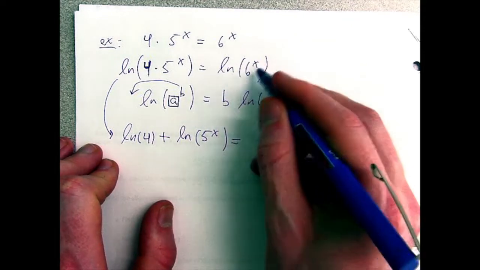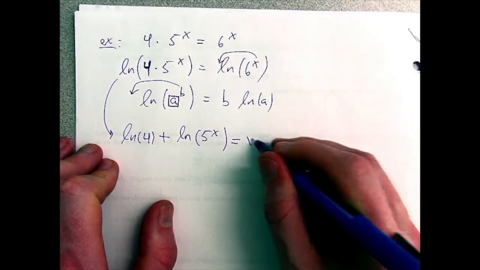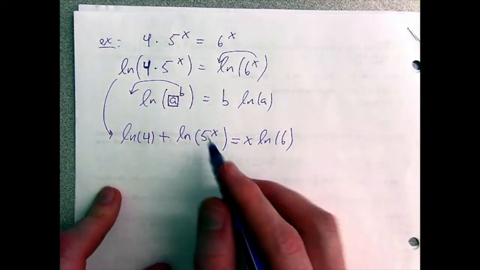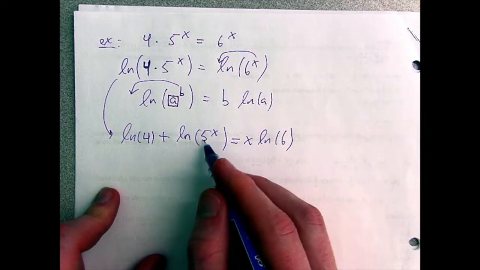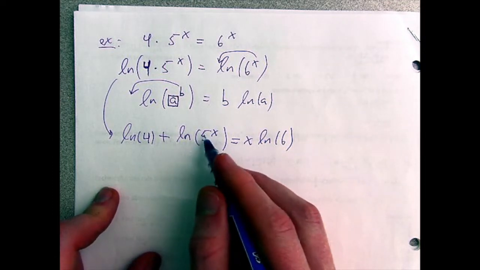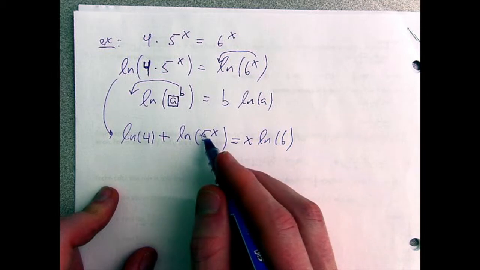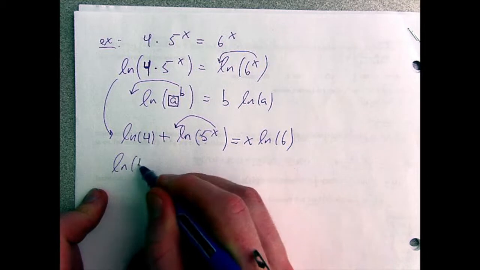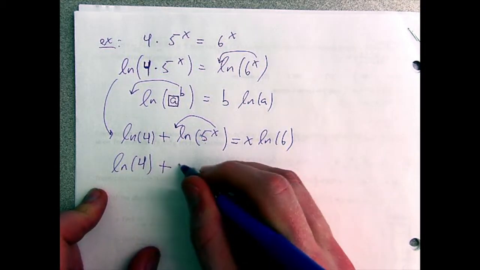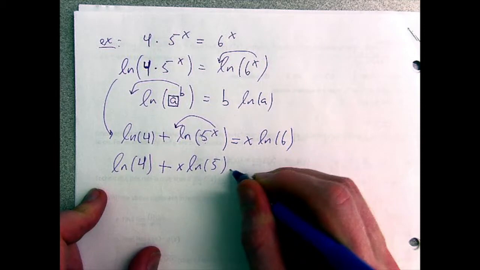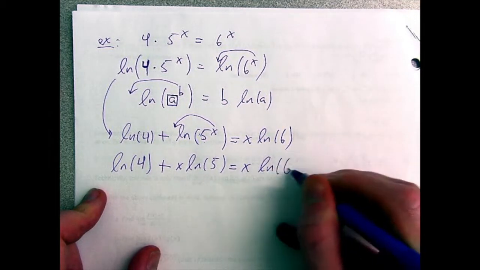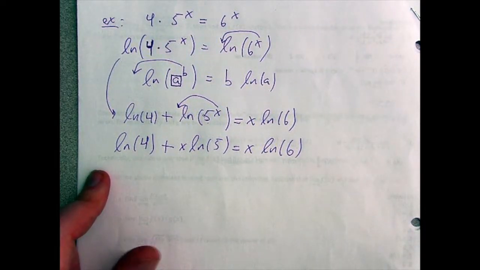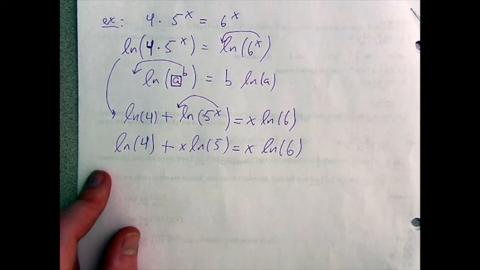Over here, I actually can pull this x out. So I have x natural log of 6. All right, so now looking at this natural log of 5 to the x, now that it is the entire interior of the natural log which is being raised to the power, I actually can pull that x out. So I have natural log of 4 plus x natural log of 5 is equal to x times natural log of 6. Now, as before, this looks like a complicated equation, but actually it's a linear equation.